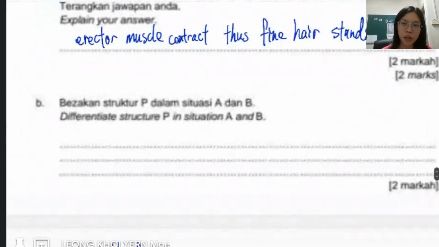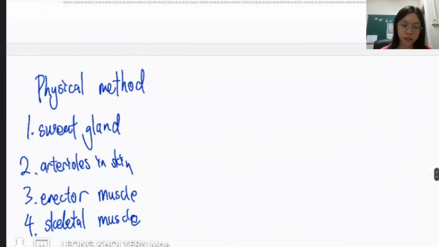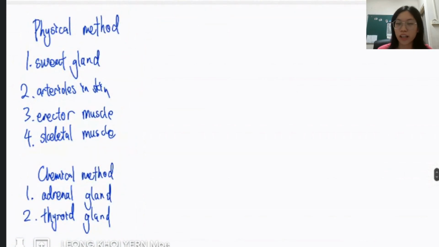Before I enter this, I would like to show you the physical methods to regulate body temperature. There are actually a lot. There is the sweat gland, what happens to your arterioles in your skin, erector muscle, skeletal muscle, adrenal gland, and thyroid gland.